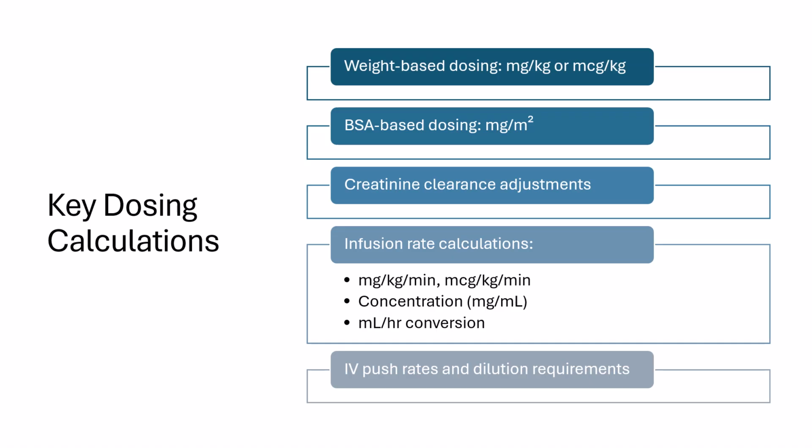Infusion rate calculations are particularly important for continuous medications, including converting from milligrams per kilogram per minute to milliliters per hour based on concentration. IV push rates and dilution requirements must be carefully calculated to avoid rapid infusion of medications that could cause hemodynamic instability. Developing a systematic approach to calculations and always double-checking your math are essential safety practices.